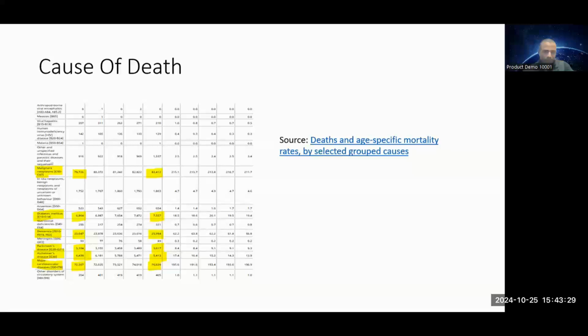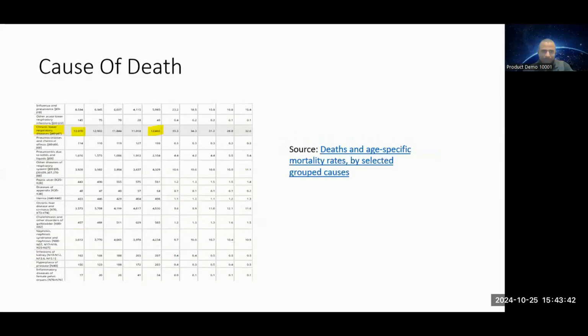This number went up to 25,994. Major cardiovascular disease, 72,507. This number went up to 76,639. Respiratory disease, 13,070, was 12,462 as far as the number of casualties are concerned in Canada, 2022.